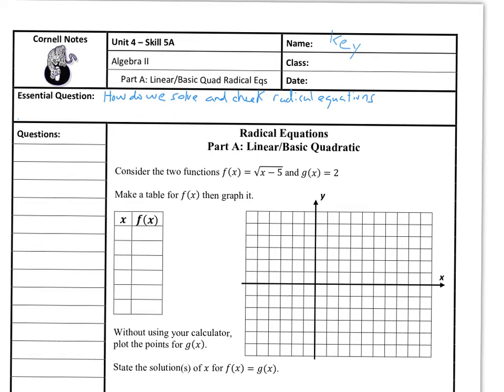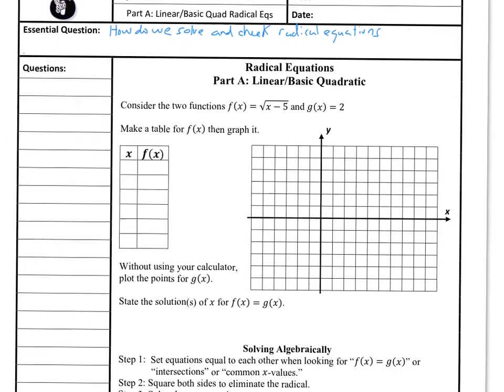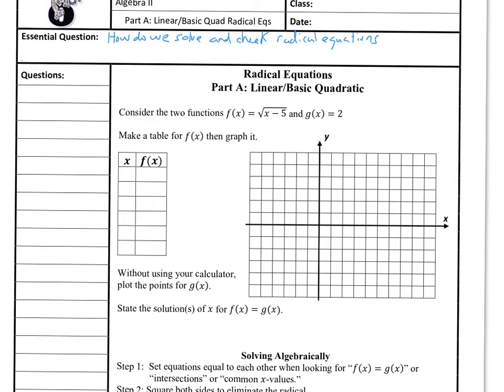Okay, Unit 4, Skill 5A. How do we solve and check radical equations? This is the first day of 2 parts, and it's the easier day, so it shouldn't be too bad. Alright, get that copied down.